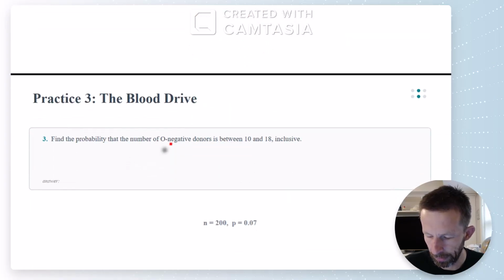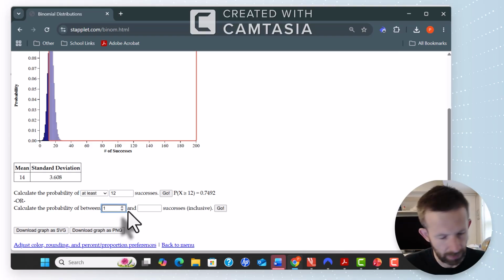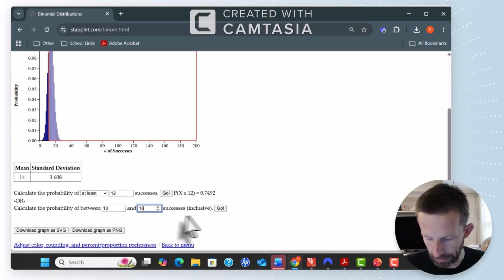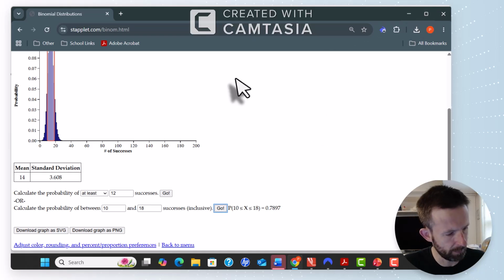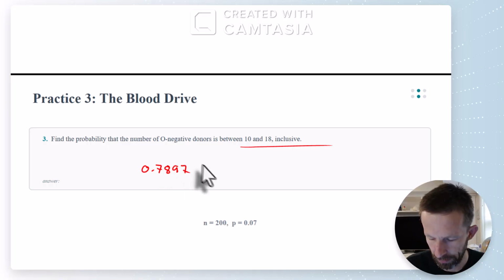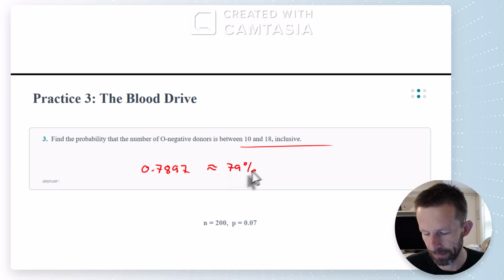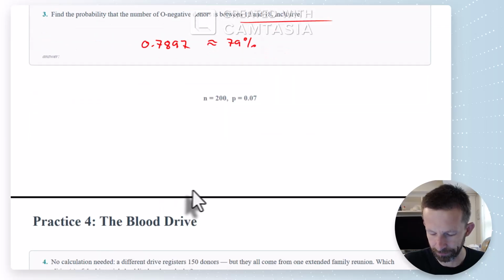Find the probability that the number of O-negative donors is between 10 and 18. So now between 10 and 18 inclusive. All right, so 0.7897. So just about roughly 79%. So roughly 4 out of 5 times you're going to have between 10 and 18 O-negative donors.